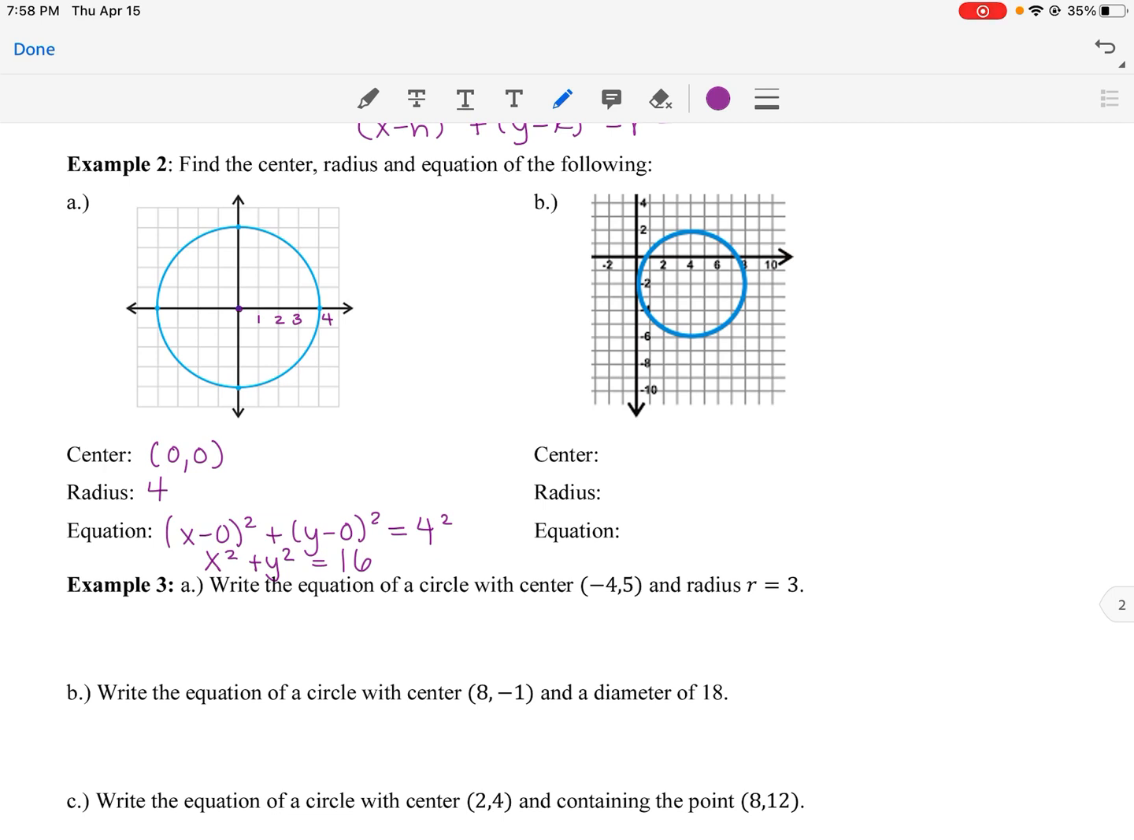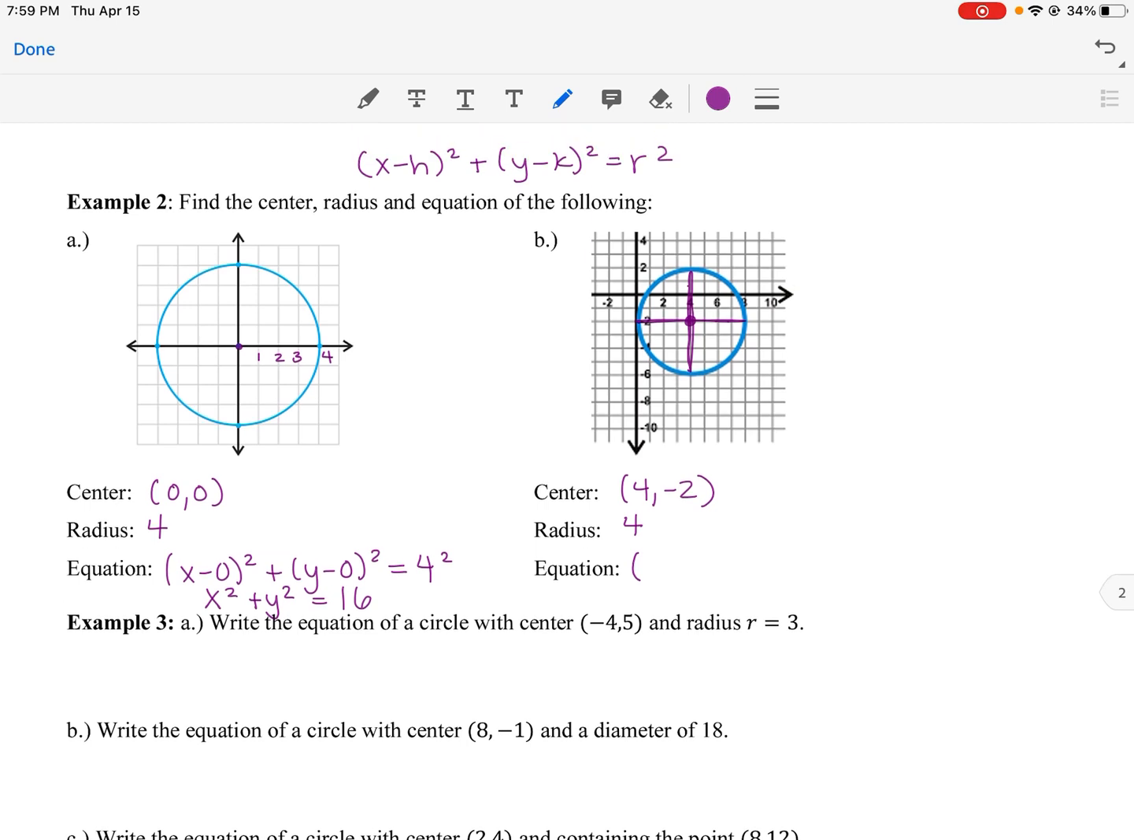The next one's a little trickier because I didn't give you the center. So I always kind of think about looking at the widest part in both directions and putting a little cross there, because the center's got to be the middle of those two. So it looks like the center is at 4, negative 2. So let's look at the radius. If I count out, I'm going out 1, 2, 3, 4 in every direction from the center, so the radius is 4.